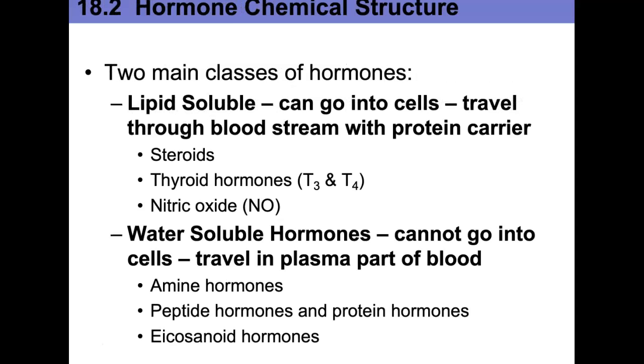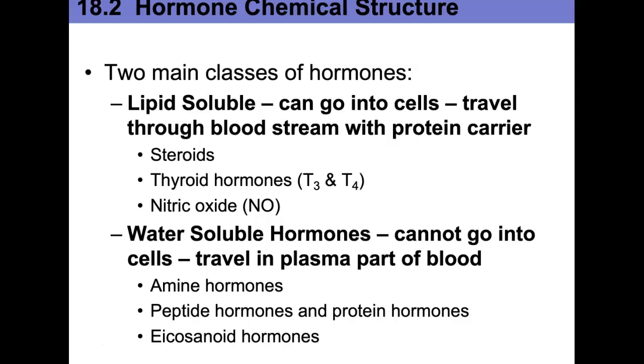There are two different types of hormones that you should be aware of. Lipid soluble. Lipid soluble, obviously, they dissolve in fat. They won't dissolve in water. These hormones can go into the cell. They have to travel through the bloodstream with a protein carrier because your blood is primarily water-based.